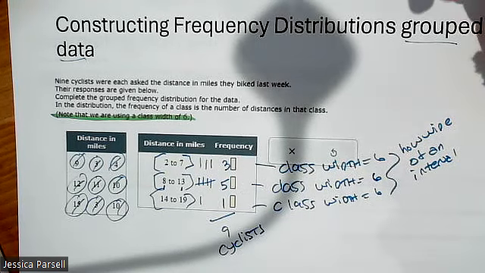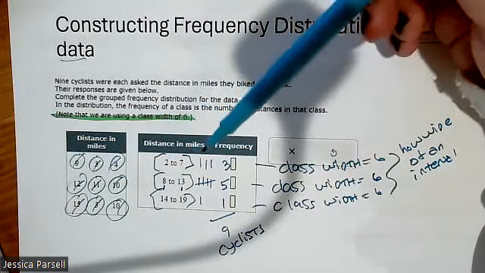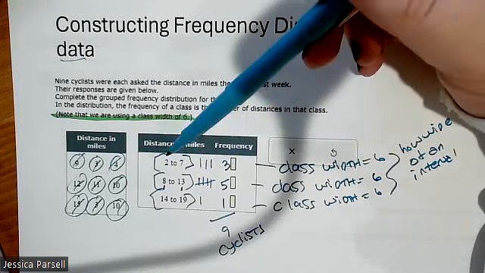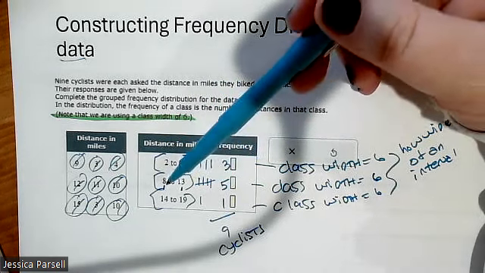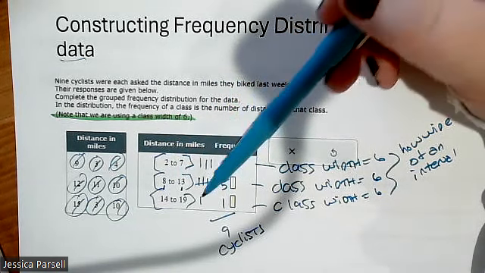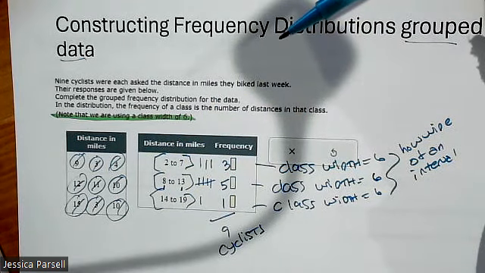And what we did is we just grouped their distances into these different intervals. So 3 people said that they biked between 2 and 7 miles last week. 5 people said they biked between 8 and 13 miles. And 1 person said they biked between 14 and 19 miles. That is a lot of biking.